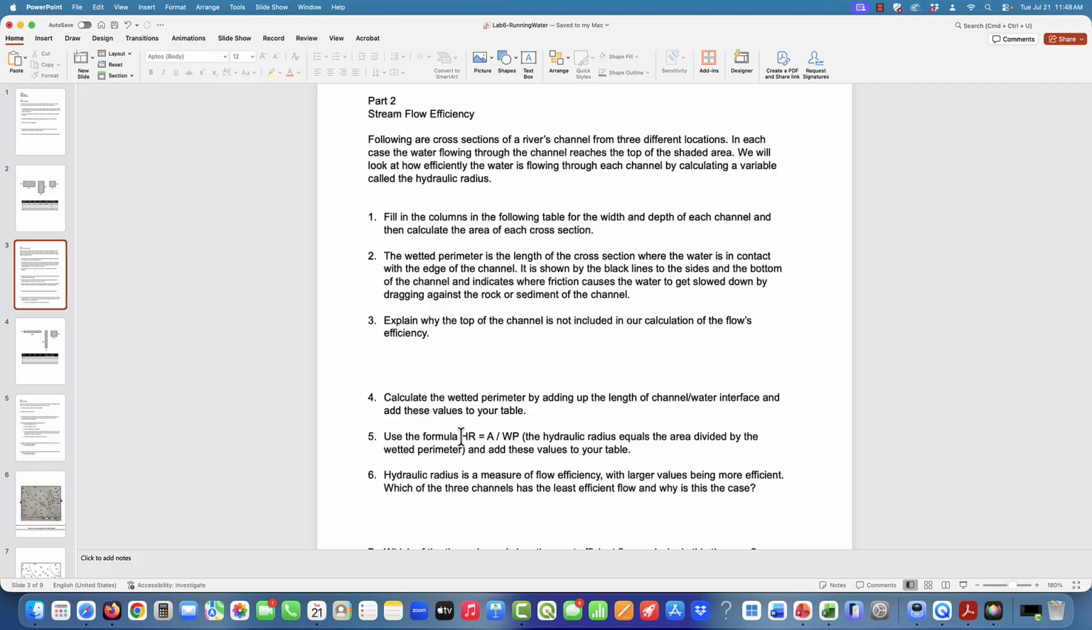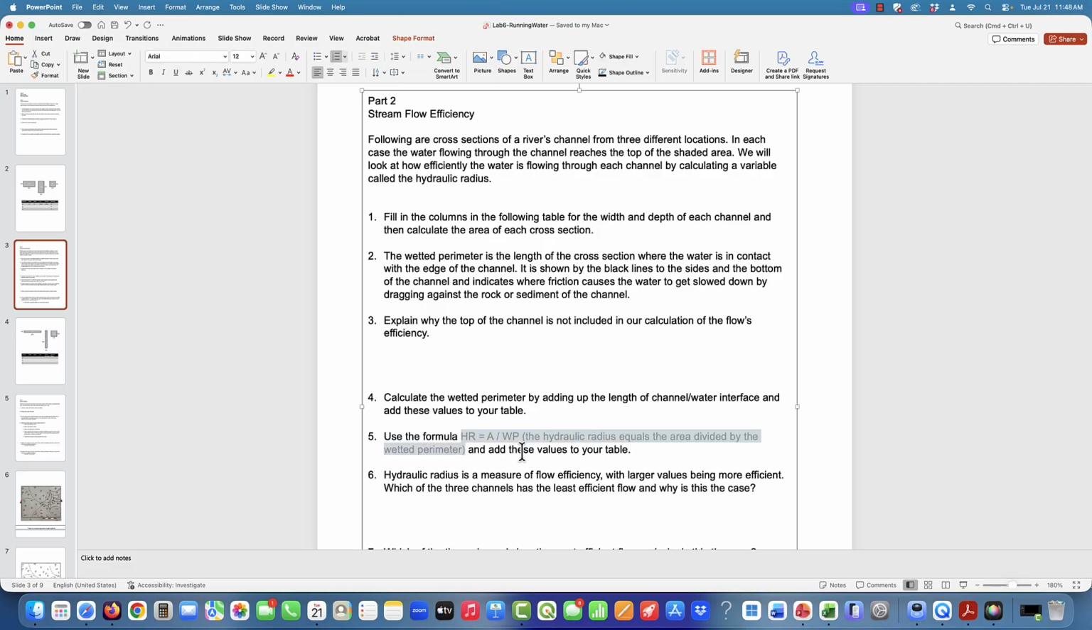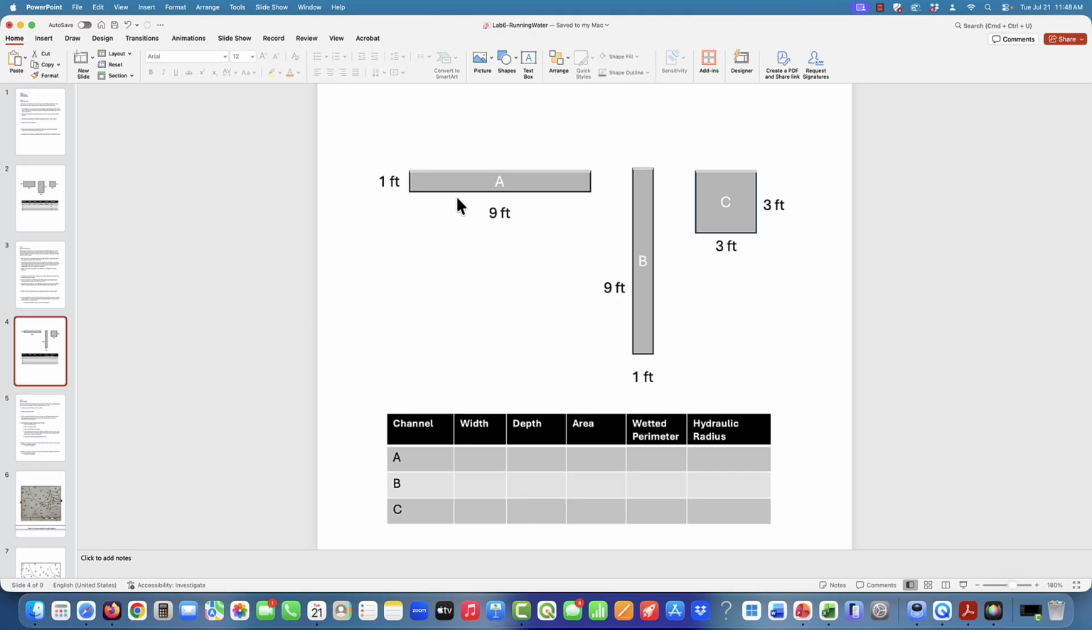And the hydraulic radius is calculated in this way here. We're going to divide the cross-sectional area of the stream channel by its wetted perimeter. And we can see what wetted perimeter means in just a second here. We're going to once again compare 3 different channels. So here's our channel A. It has a depth of 1 foot and a width of 9 feet.